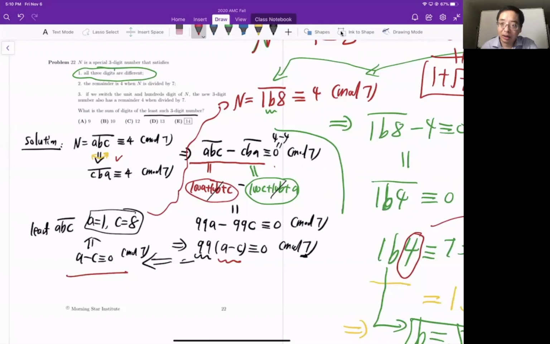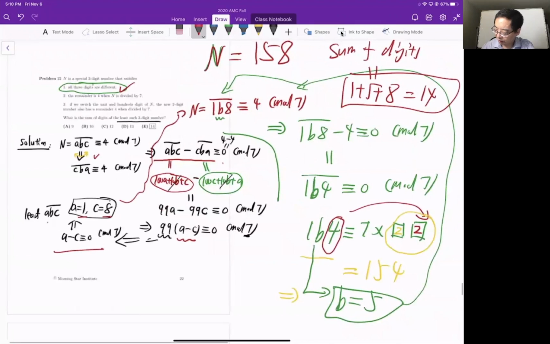But we are looking for, of course, there are many choices to make A minus C divisible by 7. But here we are looking for the least one, where A is 1 and C is 8. Now C cannot be 1 because we require things to be different. Okay, right? And then we just go back to here, and keep going to find what the B and A are.